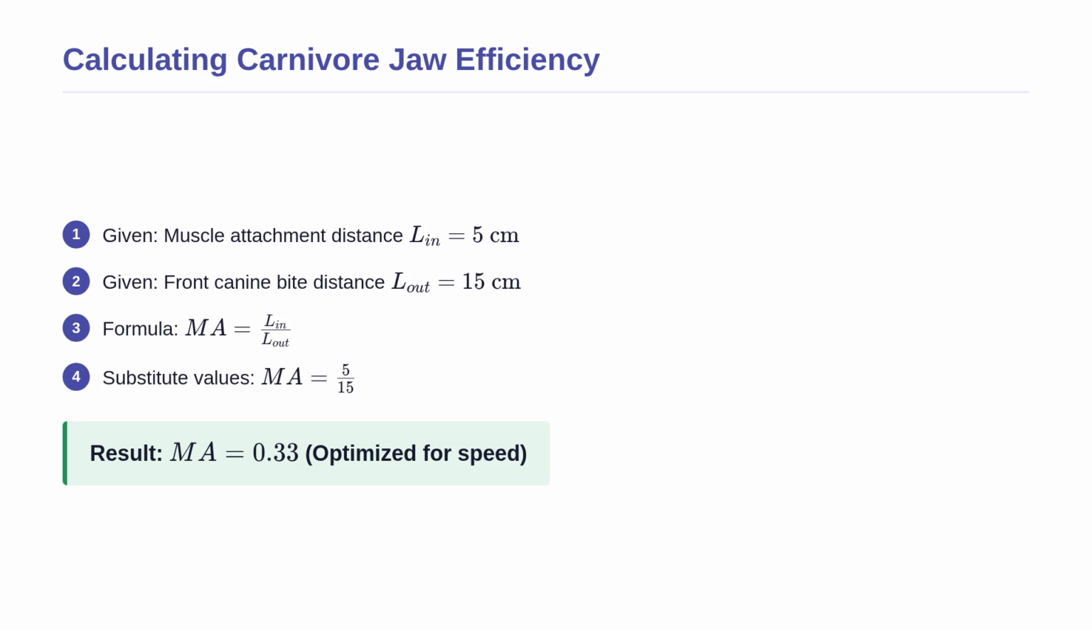We choose our formula because it perfectly models the jaw as a lever. We substitute 5 for the in lever and 15 for the out lever. The centimeter units cancel out, giving us 5 divided by 15. This yields a final mechanical advantage of 0.33. Because this value is less than 1, it physically means the jaw is optimized for speed rather than crushing force, perfect for snapping shut on fast-moving prey.